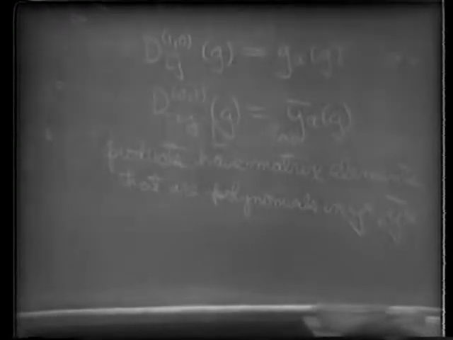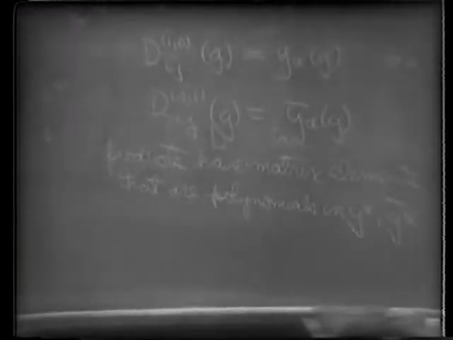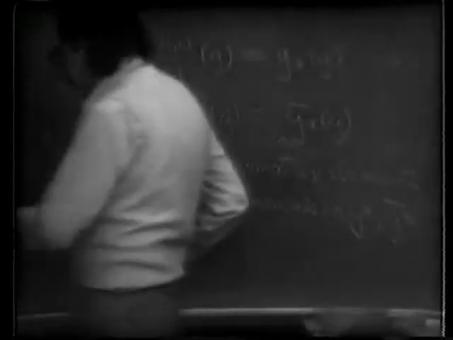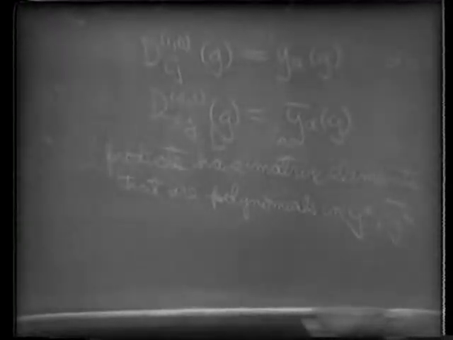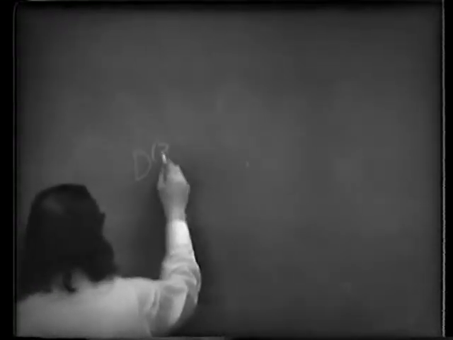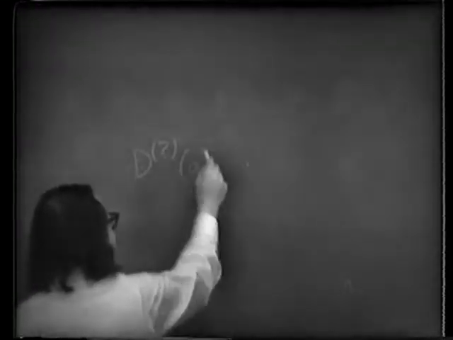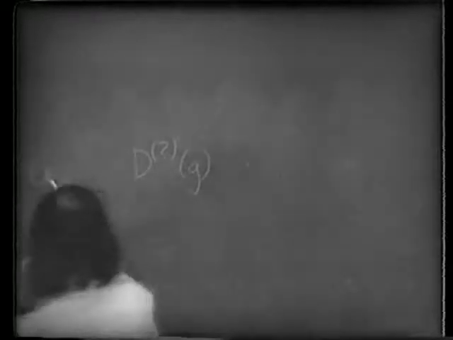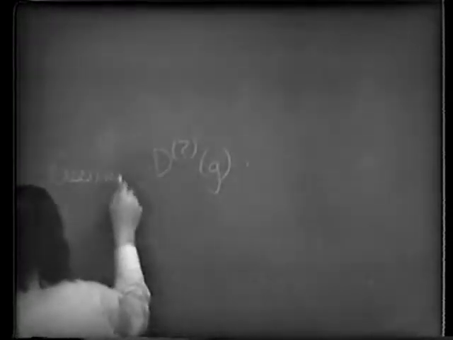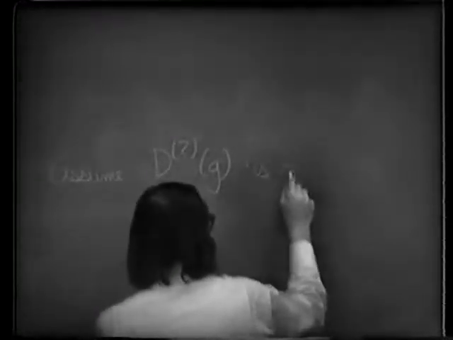Now, let us now prove that we have all the representations of SU3. Let us assume that there is some representation called D question mark of G, which we have missed. This is a proof by contradiction. Assume D question mark of G is not in our list.